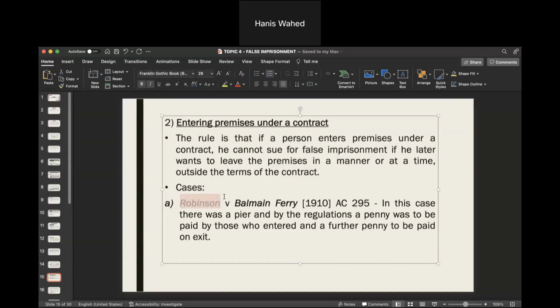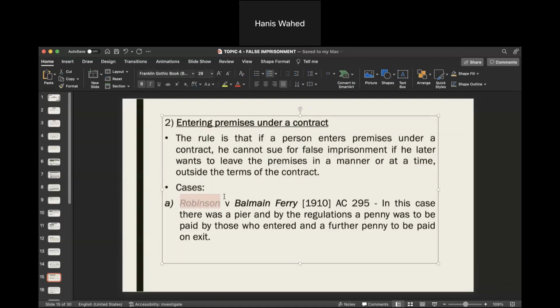So jadi dalam kes ini mahkamah, after looking at the facts, after looking at the circumstances, the court said there was no false imprisonment. Sebab apa? Sebab the term of the contract between them clearly stated that the plaintiff had to pay a penny when he entered and then had to pay another penny when he wants to exit, ya. Jadi tak ada false imprisonment dalam kes ini. Sebabnya plaintiff ni was doing something that was outside ataupun bercanggah dengan terms of the contract, ya. Because the plaintiff refused untuk pay a penny when he wanted to exit the pier.